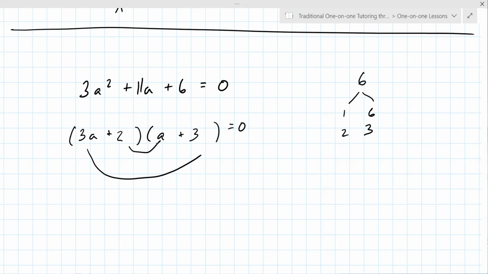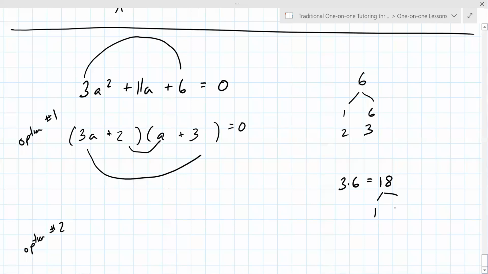And that's the difficulty with choosing, because this is option number 1. This is not what I showed you last year, but it is the direction they want you to go. Option number 2 is you take the 3 and the 6 and you multiply them. Okay, and then you do the same thing. You find all the pairs. But this time you're looking for the ones that add up to 11. So it's these two.